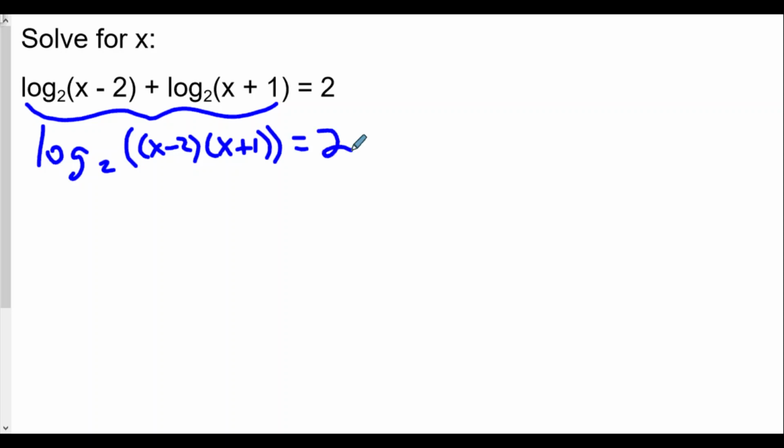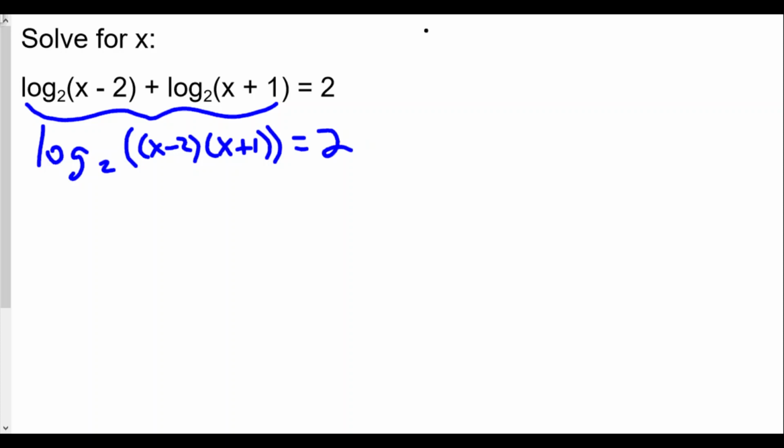Now at this point, the mistake that a lot of students make is that they say, okay, I'm going to set x minus 2 times x plus 1 equal to 2, which you can't do. You can't do that because it's only for logs. Remember that. Only when two logs with the same base are equal to each other can you set the insides equal to each other. But there's no log on the right side. Instead, we're going to take a log equation and rewrite it into an exponential equation.